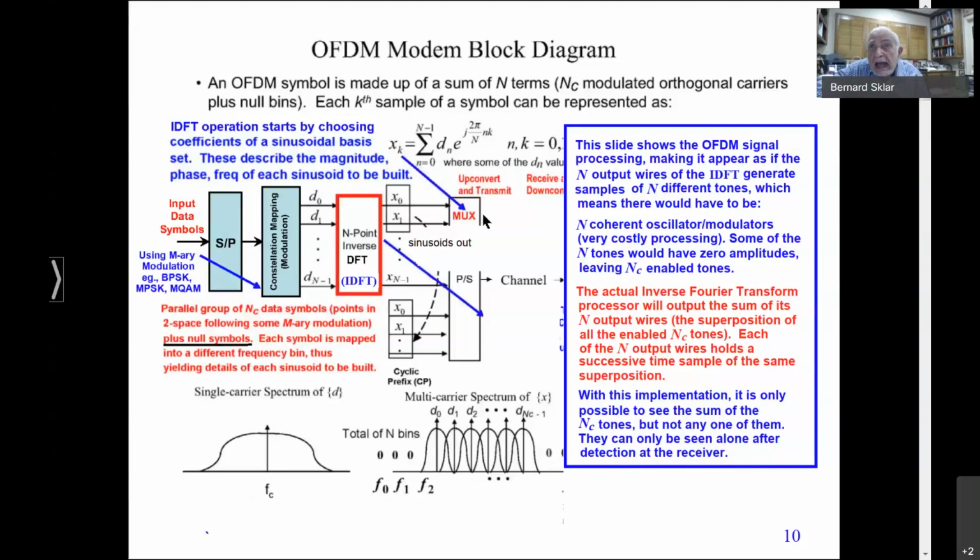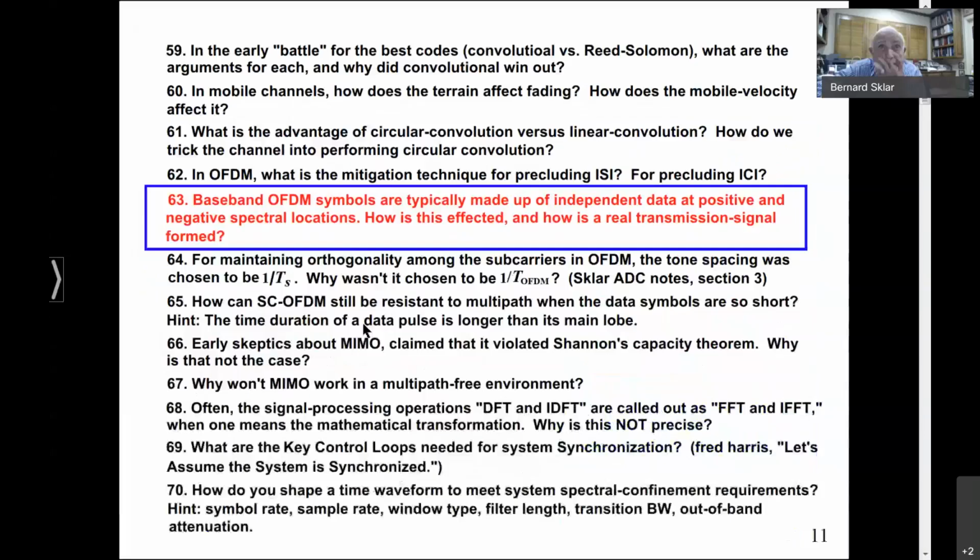If you have M wires in and M wires out, what it means is that each of those M wires has the same superposition on it, but each at a different moment in time. Baseband OFDM symbols are typically made up of independent data. And in fact, if you go back to that grid that I showed you where the data is an I and Q, it shows you that you've got the independent ability to put independent data on either side of the zero of the spectrum. And in order to do that, you must have complex modulation.